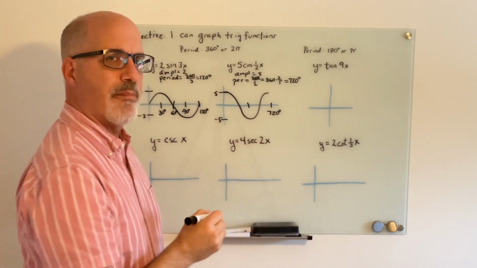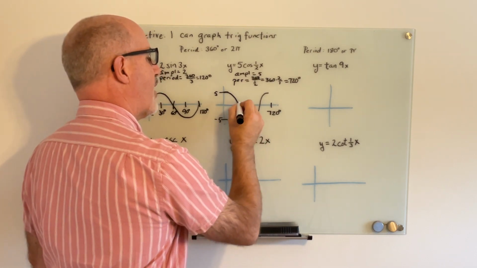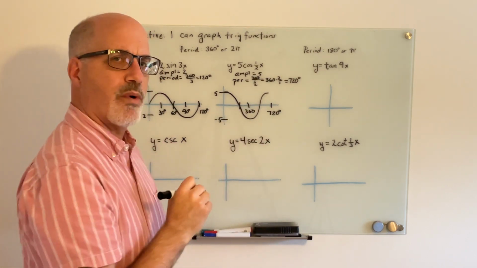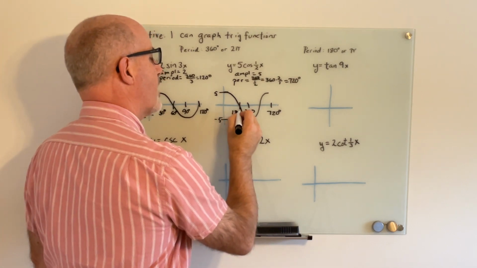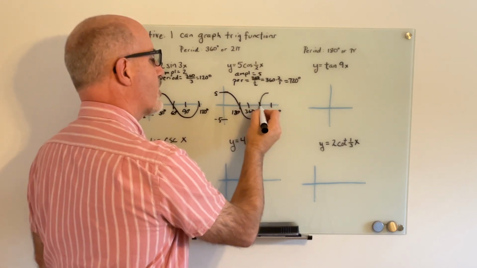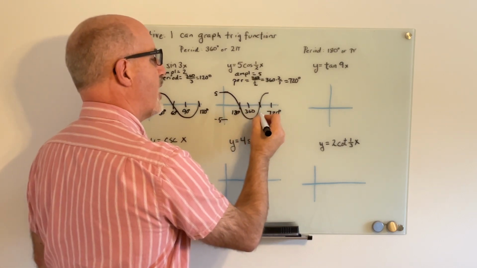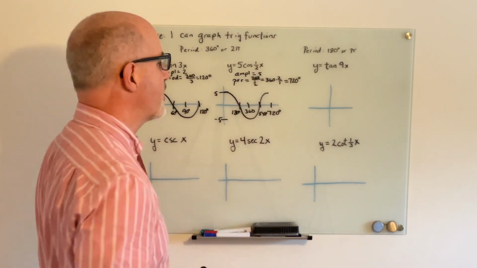Halfway through to that minimum point, that's going to be 360. Halfway to that point where it crosses the axis, that's going to be 180 degrees. I'm going by 180s now. 360 where it crosses here is 360 plus 180, which is 540. And then finish it off at 720.